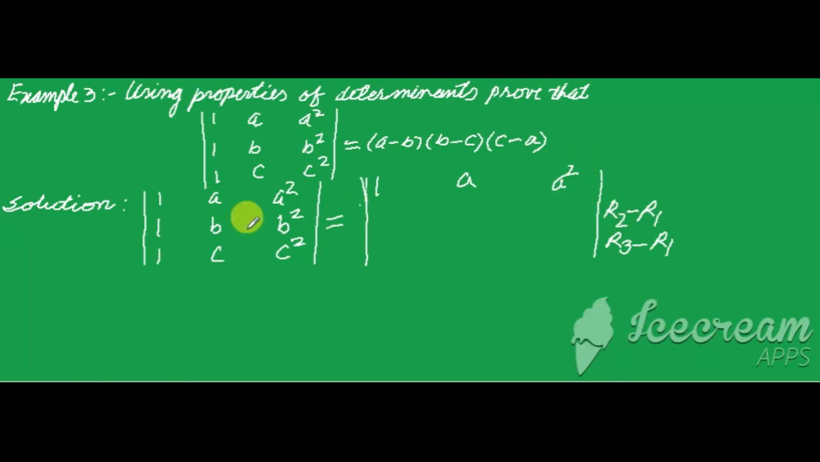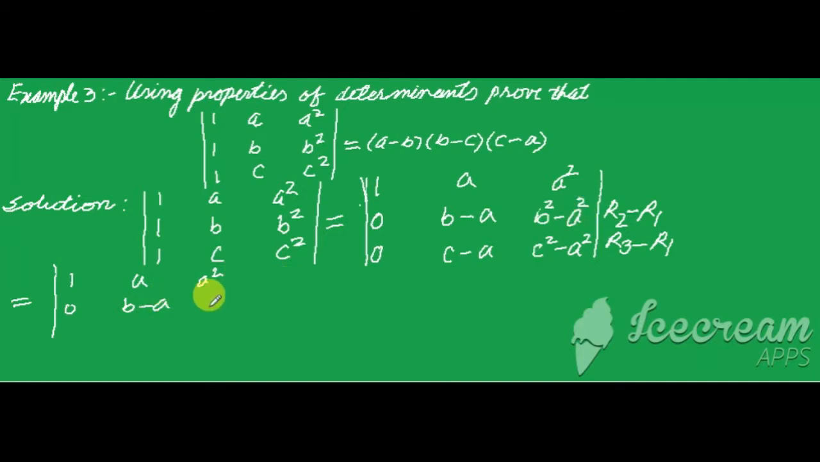So our first row is 1, a, a square, and carrying out R2 minus R1, we get in the second row 0, b minus a, and b square minus a square. And in the third row, we get 0, c minus a, c square minus a square. That is equal to determinant: first row as it is 1, a, a square, and second 0, b minus a, and b square minus a square may be written as b plus a into b minus a.